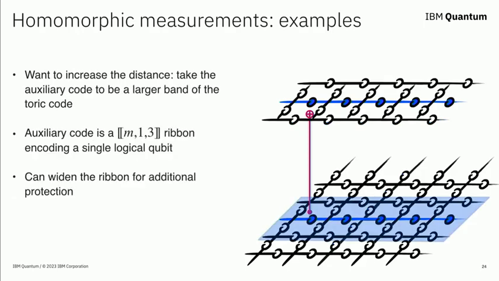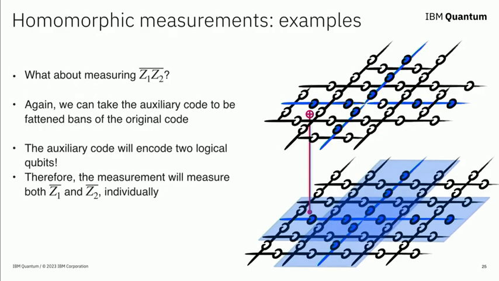And then if you prepared this patch on the top and you did a transversal CNOT gate between the data and this patch, it would also define a valid homomorphic measurement, and now your patch is distance 3. So you get some additional protection. And so maybe you'd have to repeat the measurement a few times, but you don't have a distance 1 code. And so you can build up your protection by widening the patch, and this is a valid homomorphic measurement.